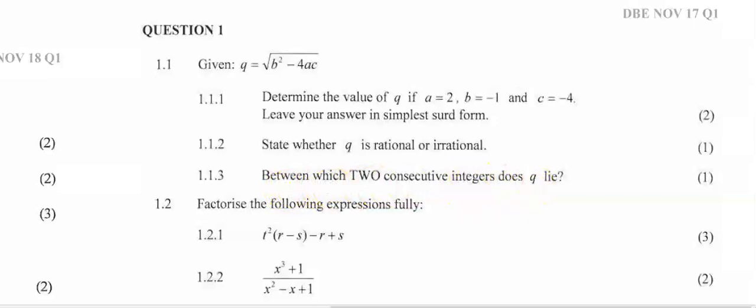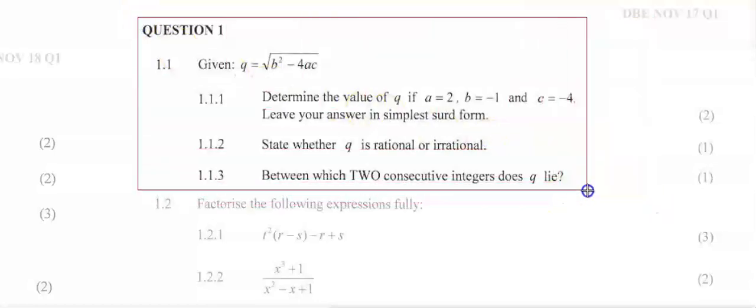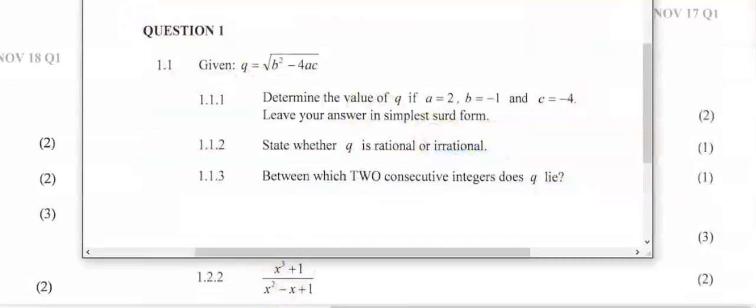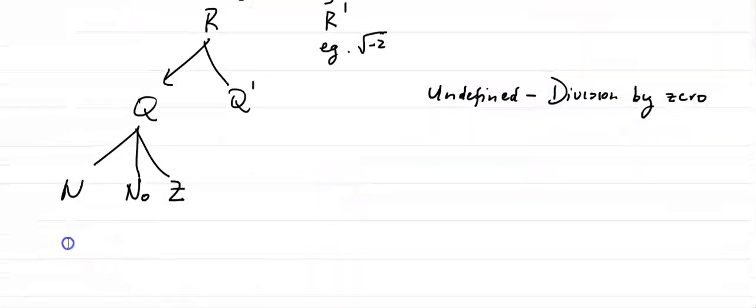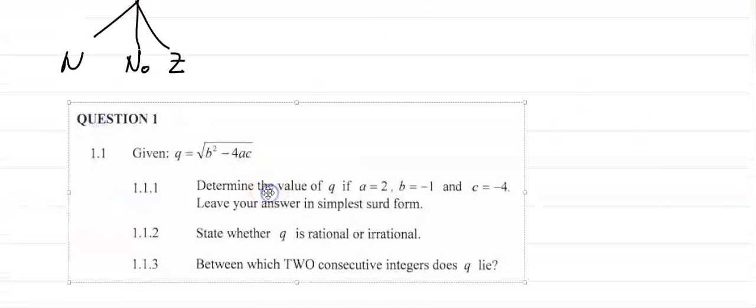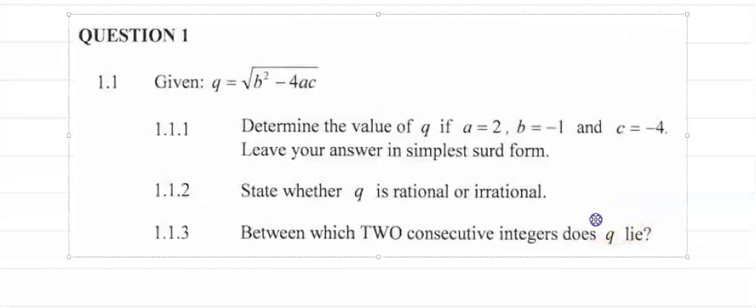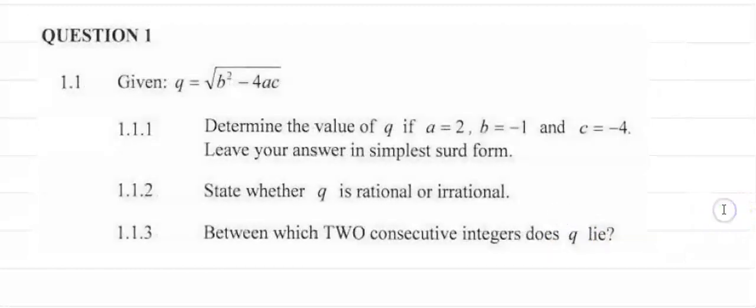So let's have a look at this question here. Looking at this now. Okay, so we just grab this question here and let's go and answer it. Okay, so what are we going to do here? Determine the value of q, if a is equal to 2, b is equal to minus 1, and c is equal to minus 4. Leave your answer in the simplest surd form. So the surd form will be, we're going to leave our answer in the root form.